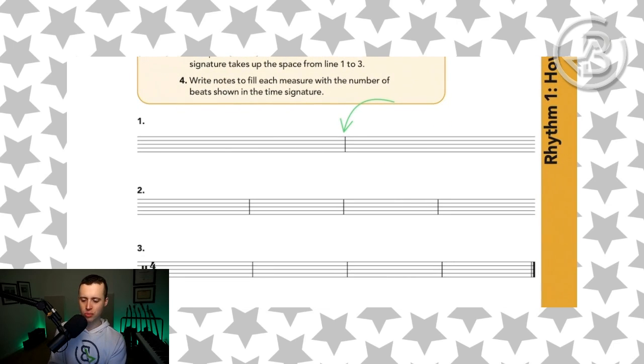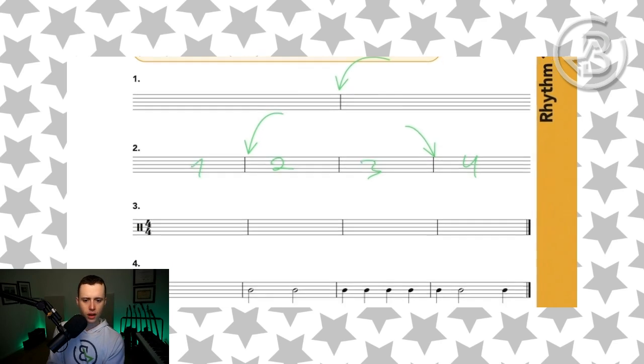Then you're going to add 2 more bar lines, one on the left and one on the right, dividing the staff into quarters. So 1, 2, 3, 4 measures you should have. There we go. All right.